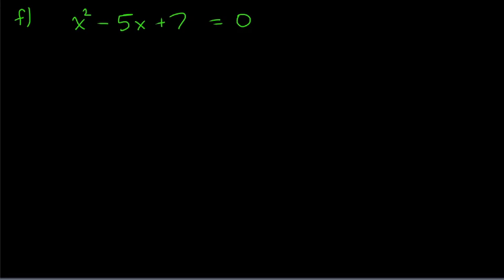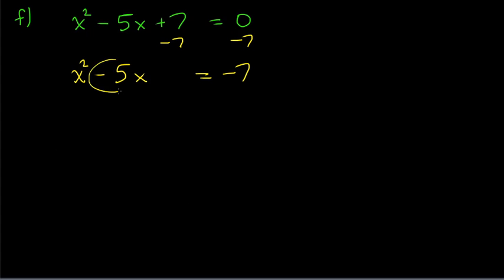Okay, so we're solving x squared minus 5x plus 7 equals 0, also by completing the square. All right, a is 1, so we don't have to divide by anything. And it's already in standard form, right? So I think now we just subtract the 7 from both sides. So we get x squared minus 5x equals negative 7.